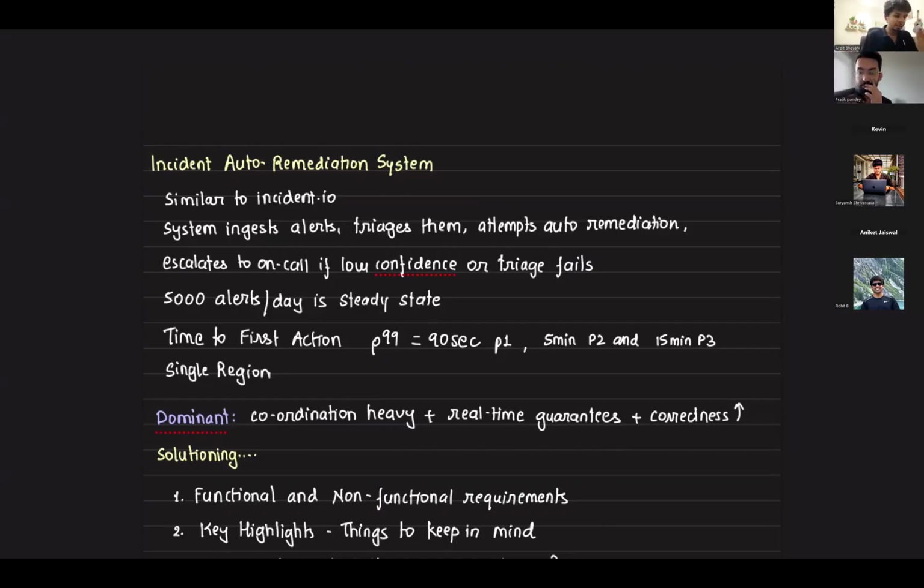So we'll take concrete numbers. What we'll say is we have 5,000 alerts per day as a steady state. We have to do time to first action. P99 will be 90 seconds for a P1 incident, 5 minutes for a P2 incident, 15 minutes for a P3 incident. Imagine what you're getting from the systems which are alerting and sending you alerts, like Zenduty, PagerDuty, Incident.io, etc. They all come to you via webhook. That becomes an ingestion. And from there we proceed and put everything out.